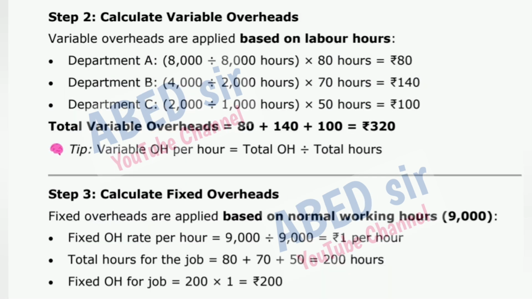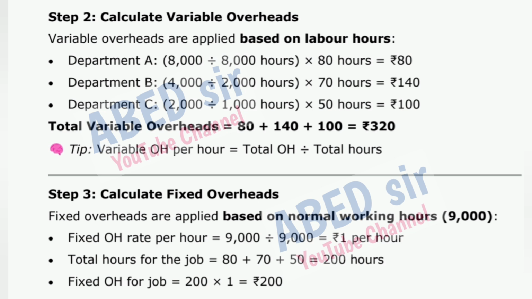Step 2. Calculate variable overheads. Variable overheads are applied based on labor hours. Department A, 8,000 divided by 8,000 hours times 80 hours is equal to 80 rupees. Department B, 4,000 divided by 2,000 hours times 70 hours is equal to 140 rupees.